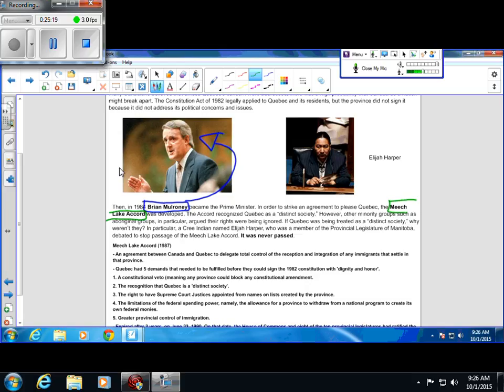The Meech Lake Accord recognized Quebec as a distinct society. Big words, big words. So the Meech Lake Accord recognized Quebec as a distinct society. This is what Brian Mulroney proposed. This is what he wanted to do in order to get Quebec to be a part of Canada and under the Canada Act. He proposed the Meech Lake Accord, which recognized Quebec as a distinct society.